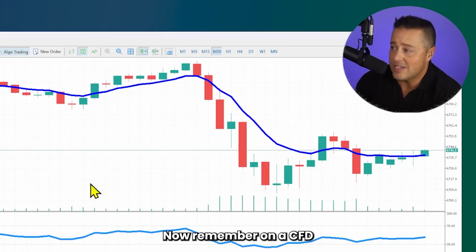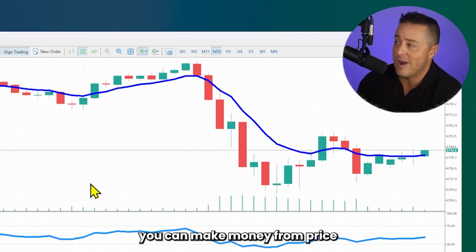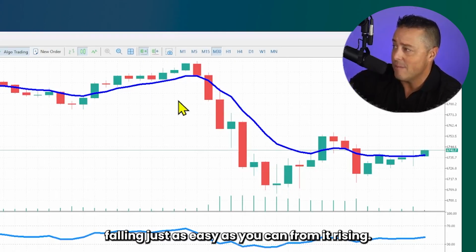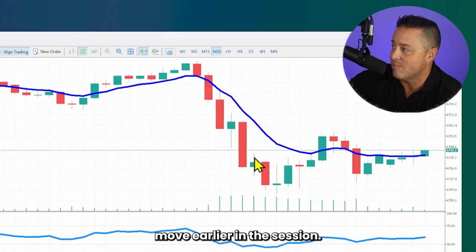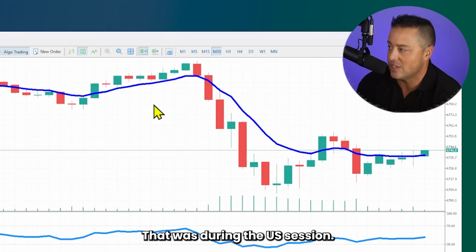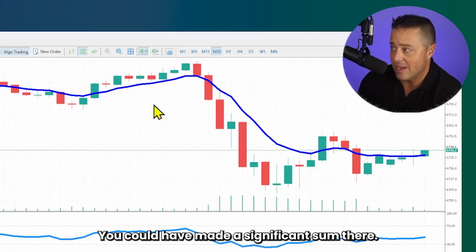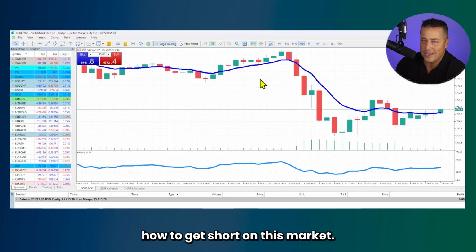Now, remember, on a CFD, you can make money from price falling just as easy as you can from it rising. You can see right there a fantastic move earlier in the session. That was during the U.S. session, really a nice sell-off. You could have made a significant sum there. Let's go ahead and show you how to get short on this market.